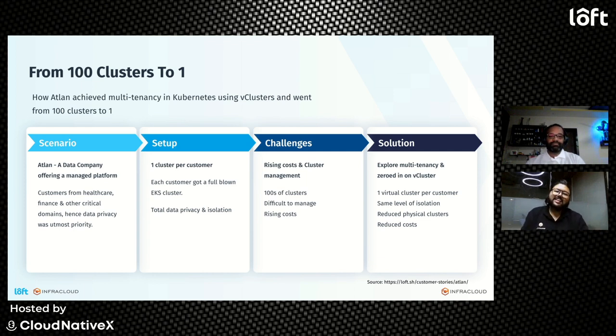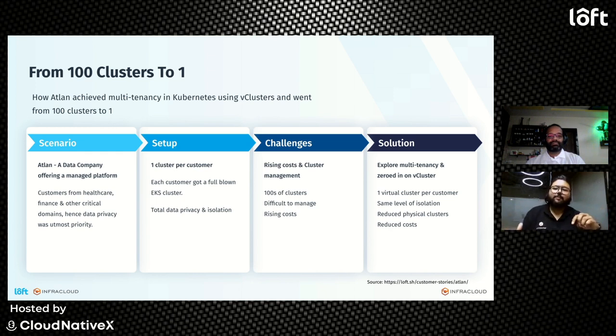So in this case, what they were doing was setting up one EKS cluster for every customer. Every tenant had a separate EKS cluster. And as we saw in the earlier section, a separate cluster provides the highest level of security and isolation. Because each customer got one, they were completely isolated from the others. The data was secured. They had complete autonomy over the resources. So there was total privacy and isolation.